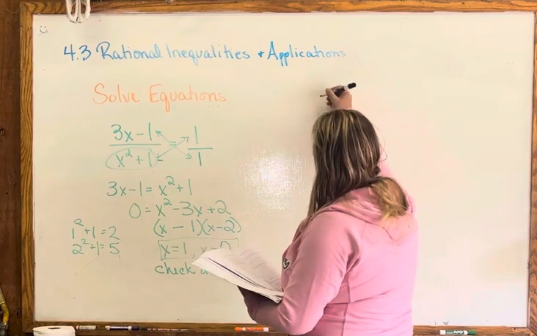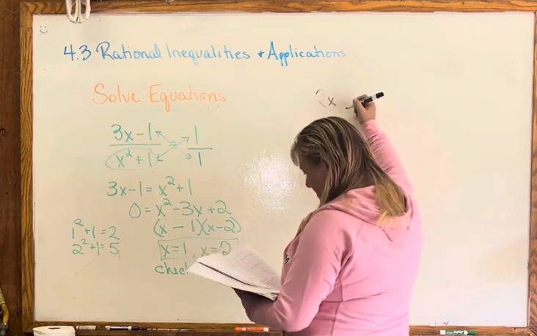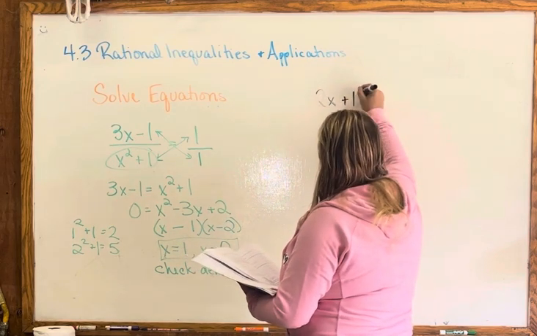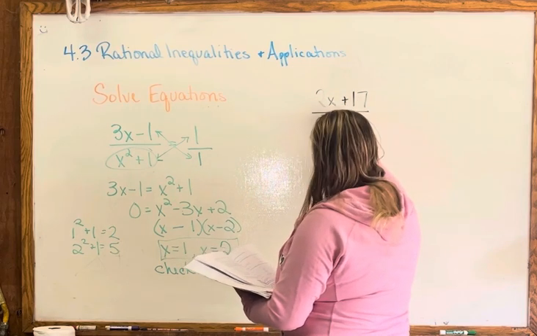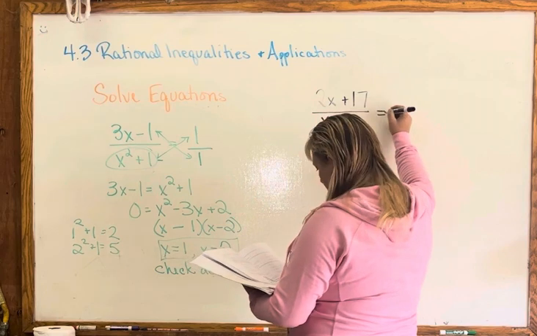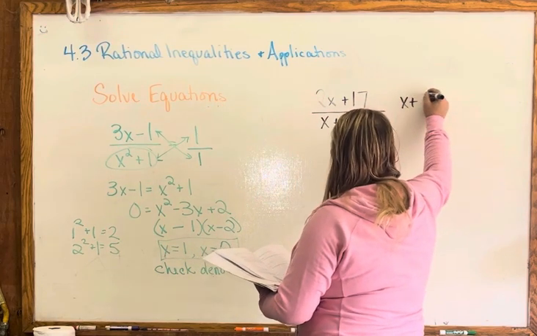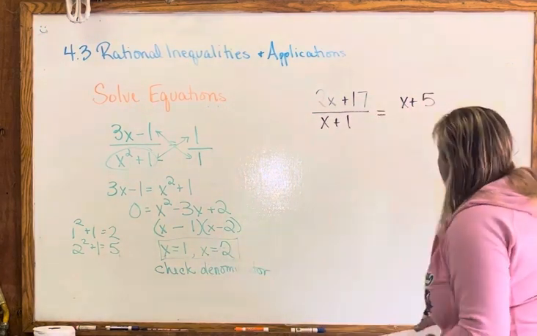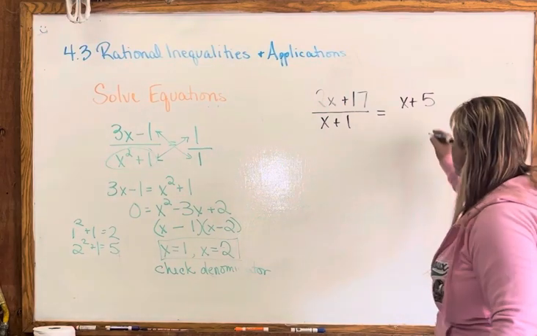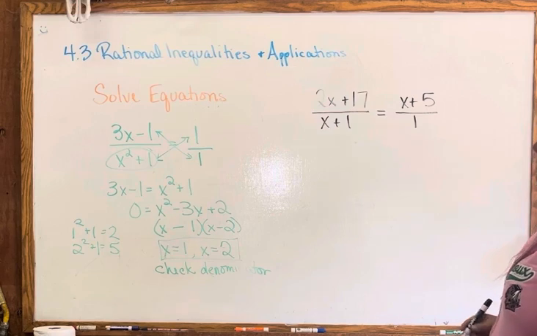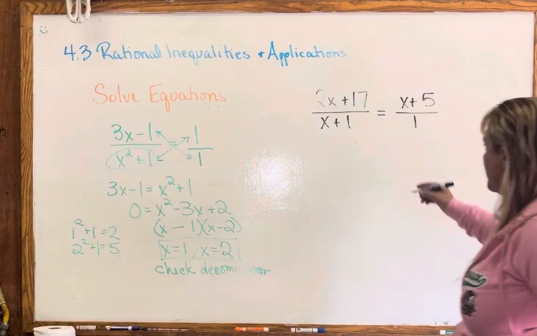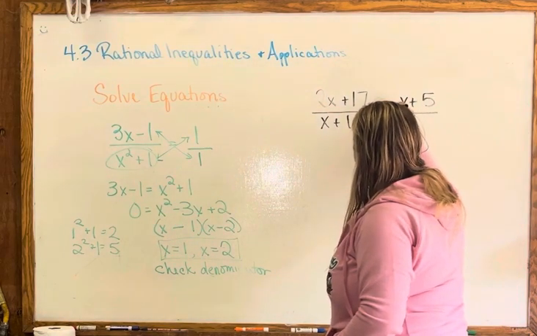All right, here they give us 2x plus 17 over x plus 1 equals x plus 5. And again, best thing to do is just turn this guy into a fraction so that you're always thinking cross multiplication. So we're going to cross multiply.